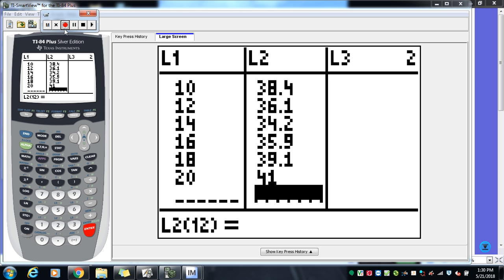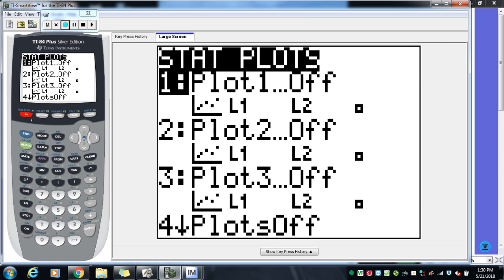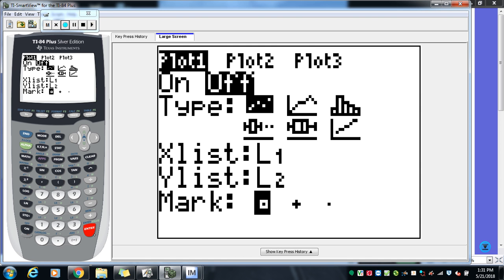So for your scatter plot, we need to go to second, y equals. That's where you get your list of your stat plots. You always want to use the first one. Don't use any of the other ones. So first thing we will do is turn the stat plot on. So hit enter for on. And then for type, you want to make sure you've selected a scatter plot, because that's what we're trying to make. So that first one should be the one that's picked. X list should say L1, your Y list should say L2, and then for the mark, you can pick whatever mark you want the calculator to make to show you your data.